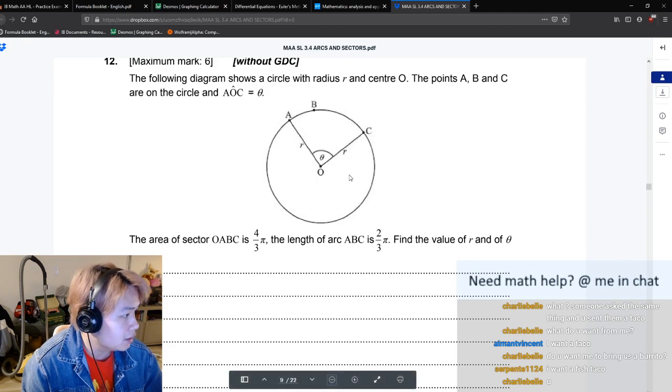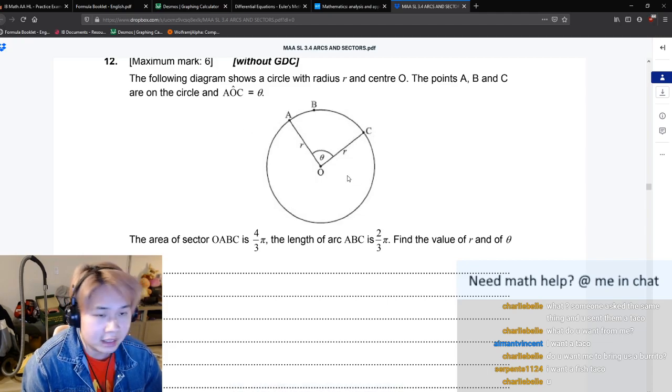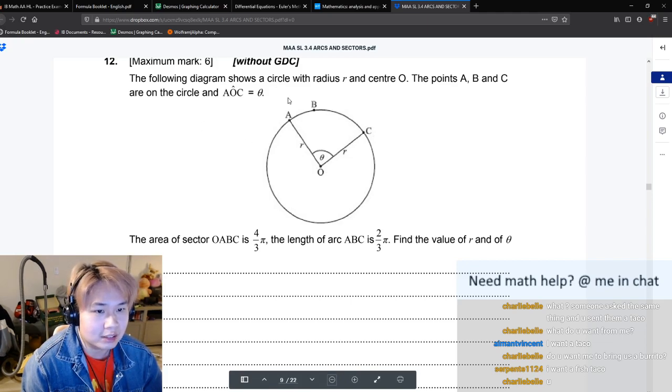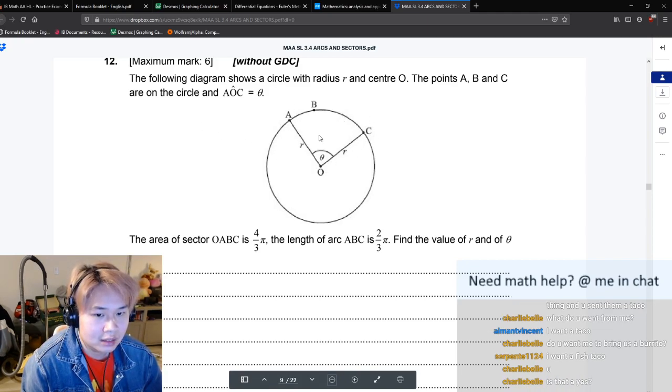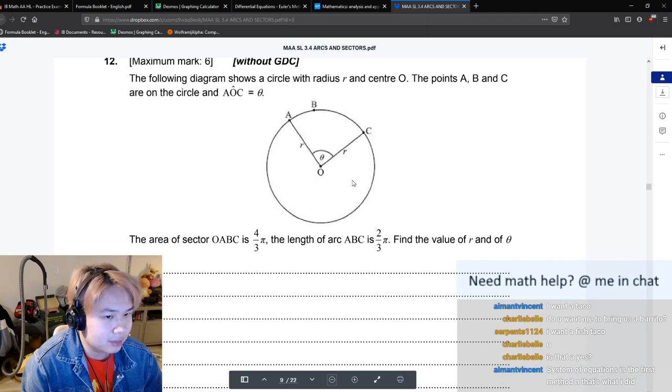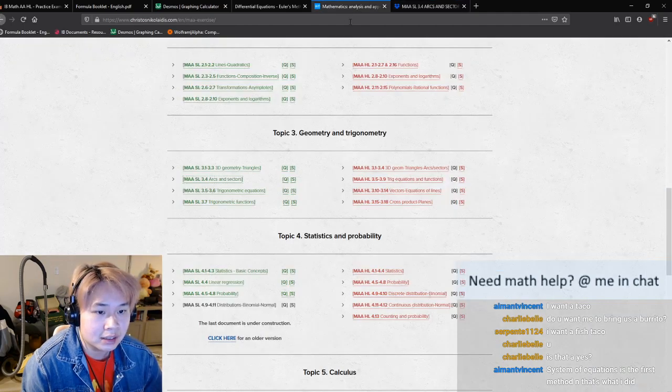Okay, so this is question 12. And then the answer key has a second method. What are you even supposed to do? So here's this thingy. And then this sector is 3 over pi. And then this arc is 2 over 3 pi. And then we need to find the radius and then theta. Oh, don't you just plug in... Don't you just have a system and then you can solve it? So let's see what they did.